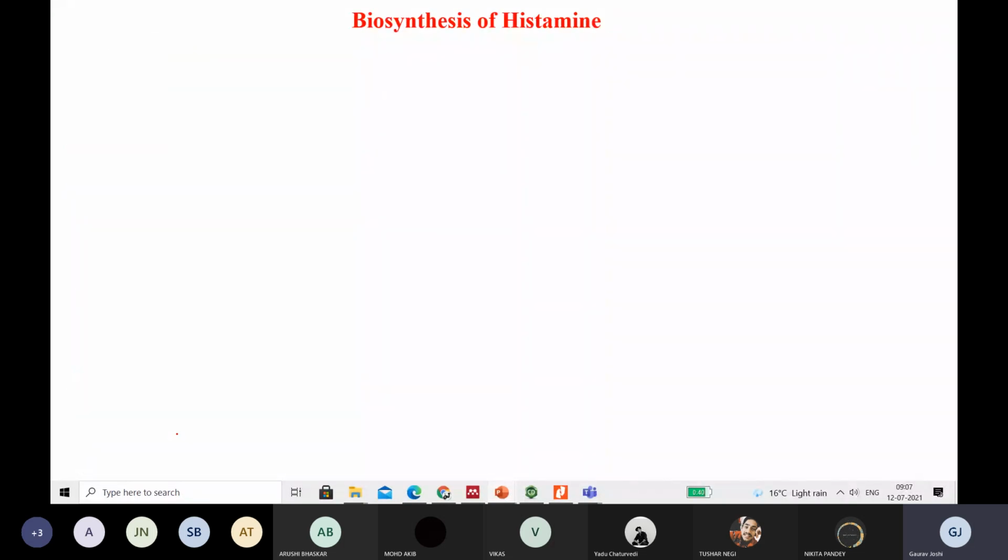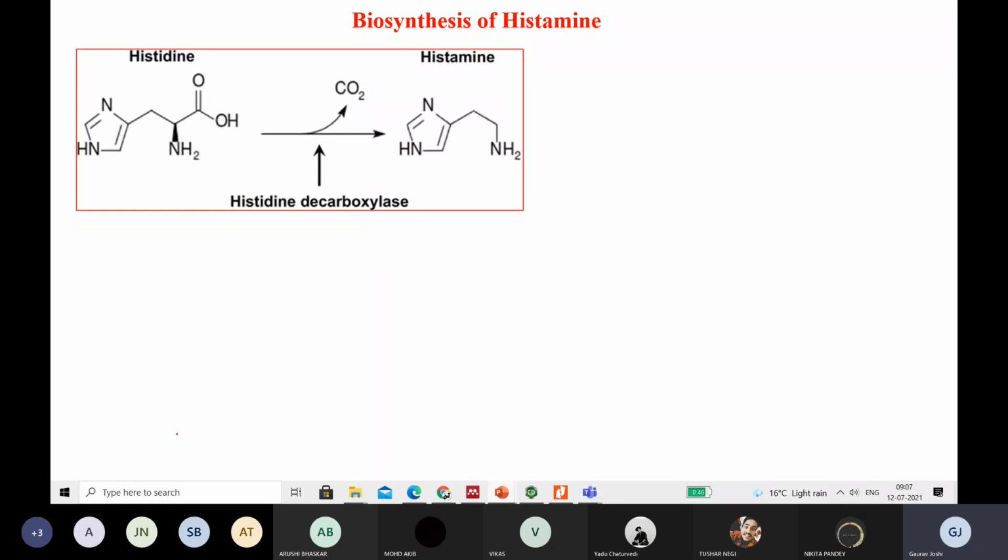So now we come to the biosynthesis of histamine, how histamine is synthesized in the body. This is a very important question concerning your GPAT. Histamine is formed from the amino acid histidine. There is an amino acid called histidine, and this histidine is responsible for the synthesis of histamine. The enzyme involved here is histidine decarboxylase.